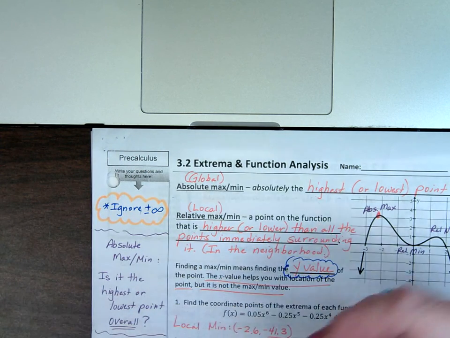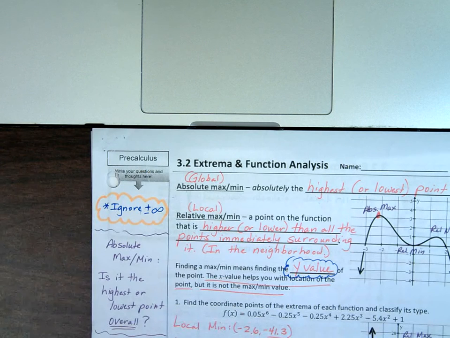We're going to be looking tomorrow at a roller coaster example that kind of explains it pretty well. So finding a max or min means finding the y value of the point. The x value helps you with the location of the point, but it's not considered to be the maximum or minimum. If you're thinking again like a roller coaster, the maximum point you're at is like the hill, and the minimum point you're at would be like the valley when you're turning around.